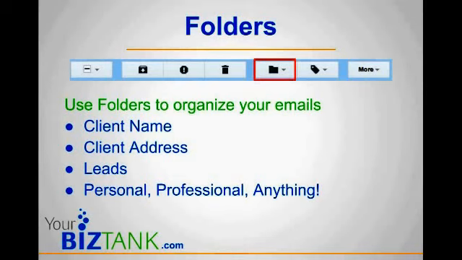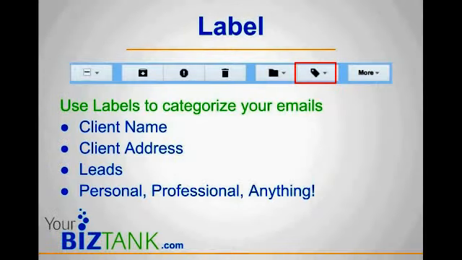Okay, so next is labels. Now, you use labels to categorize your emails. Think of this as having a big stack of paper on your desk, and you're not putting them in a filing cabinet, you're just organizing them in different stacks, but they're all still in your desk. That is essentially what labels do. It keeps it in the inbox, but it labels it so you know exactly where to look for that specific email. And again, you can organize this by client name, client address, leads, and you can label it whatever you want to label it, but it keeps it in the inbox.